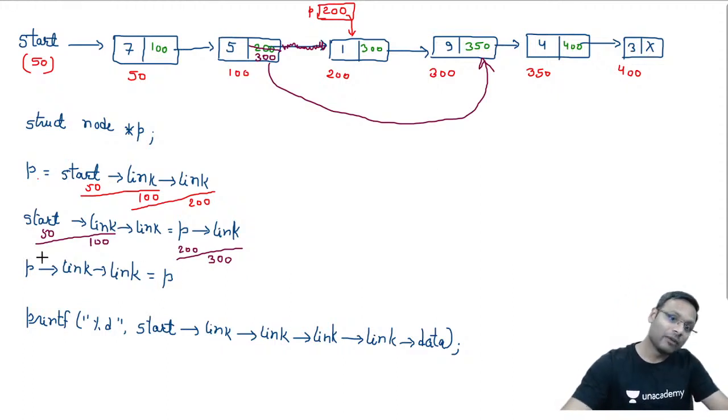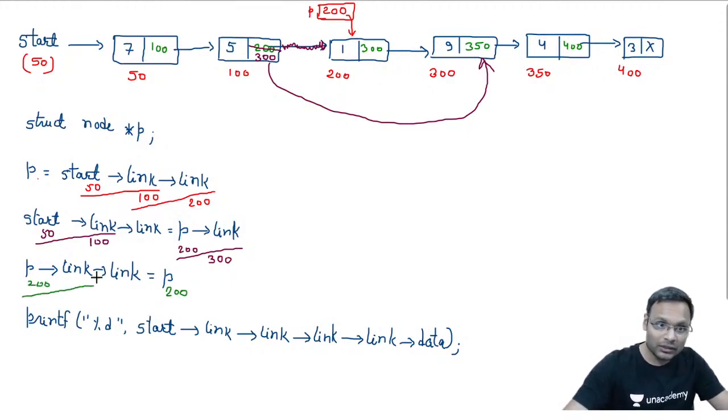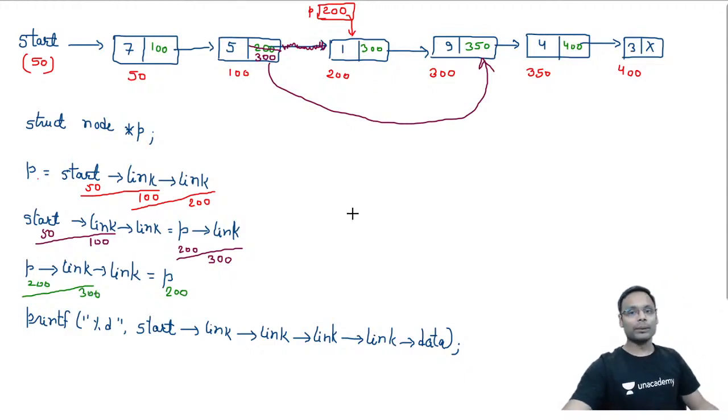Value of p I'll have to copy in the left side. What is the value of p? 200. I'll have to copy 200 in the left side. Where? p 200. Its link part 200 का link part 300. 300 के link में 200 copy कर दो.